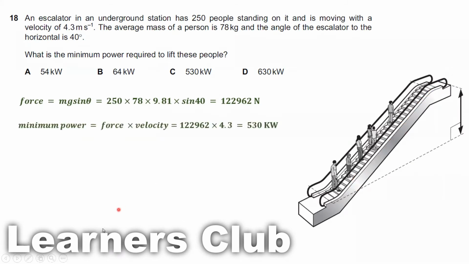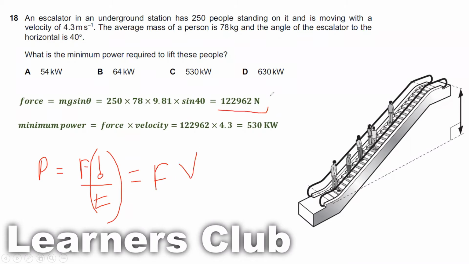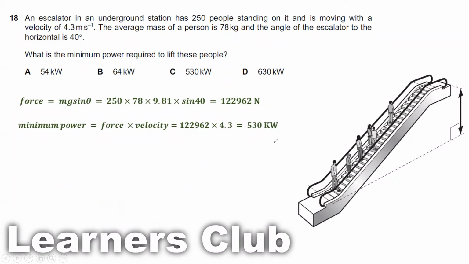To find the power, power is equal to force into velocity. In case you don't know, power means work done over time. Work done means force into distance over time. So if you consider distance over time, that becomes velocity. So you can also use this. We already found the force to be 122,962 Newton, into the constant velocity, that's 4.3 meters per second. Therefore, the answer is 530,000 watt or 530 kilowatt, which is your option C.